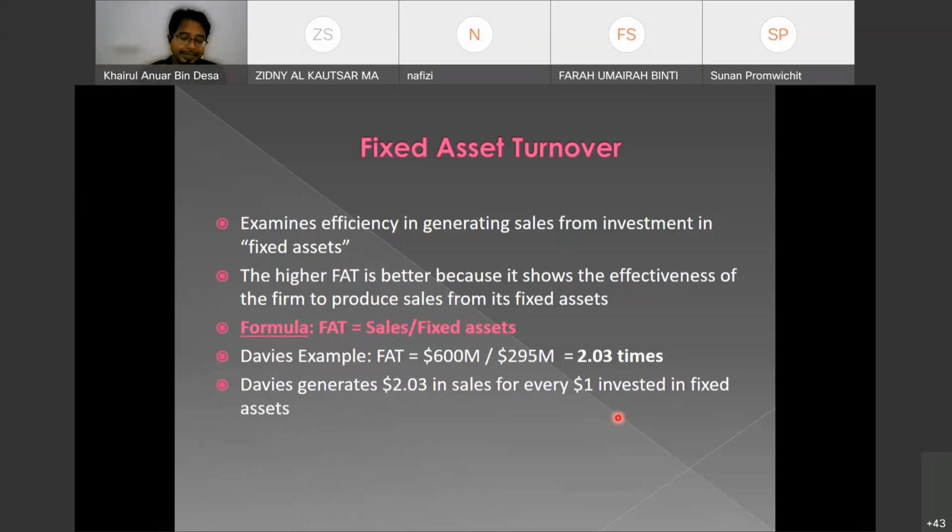Okey, soalan saya sekali lagi. Bagus atau tak bagus? RM2, 2.03 times. Here. Anyone?